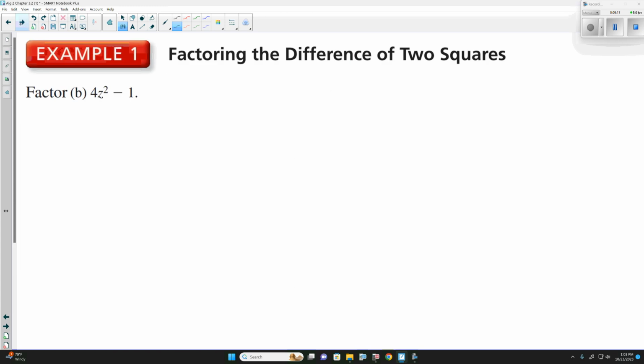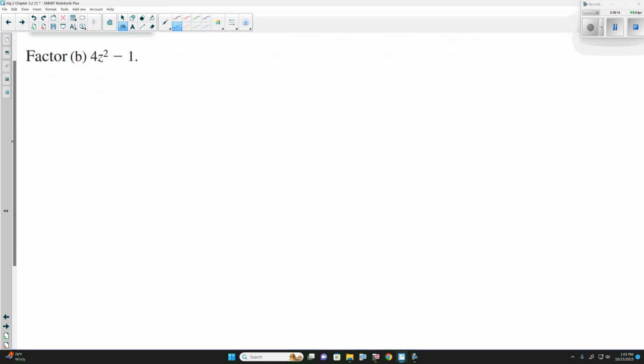All right. So we have 4z squared minus 1. So we need to figure out our a and b, or kind of what we're plugging into each spot. Now looking at 4z squared, what times itself would give us 4z squared? We would have 2, because 2 times 2 gives us 4, and our z squared would just be z, because 2z times 2z would indeed give us 4z squared, yes? Now what times itself is 1? 1, because 1 times 1 is 1.